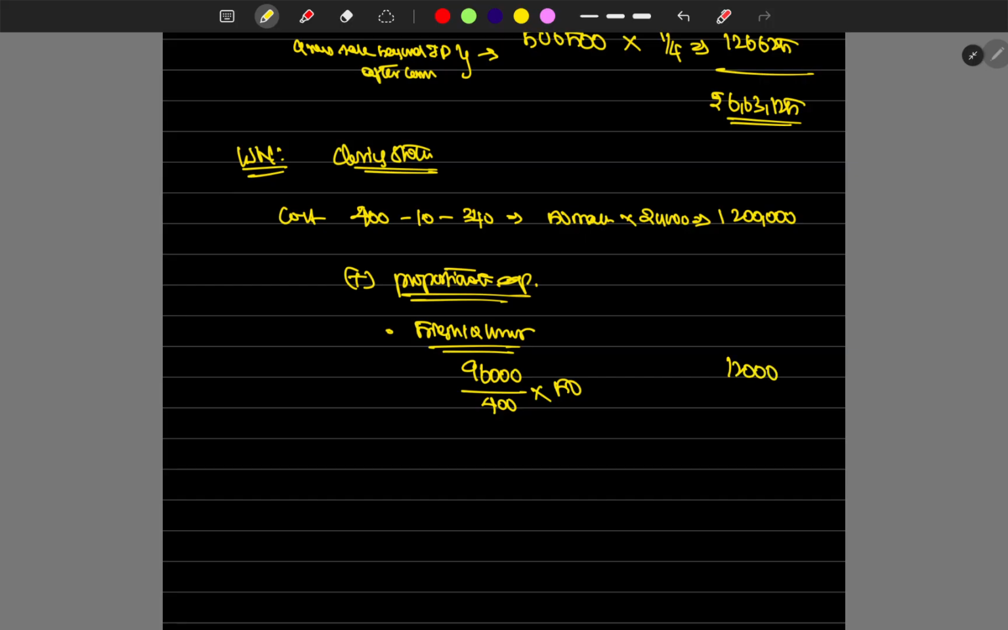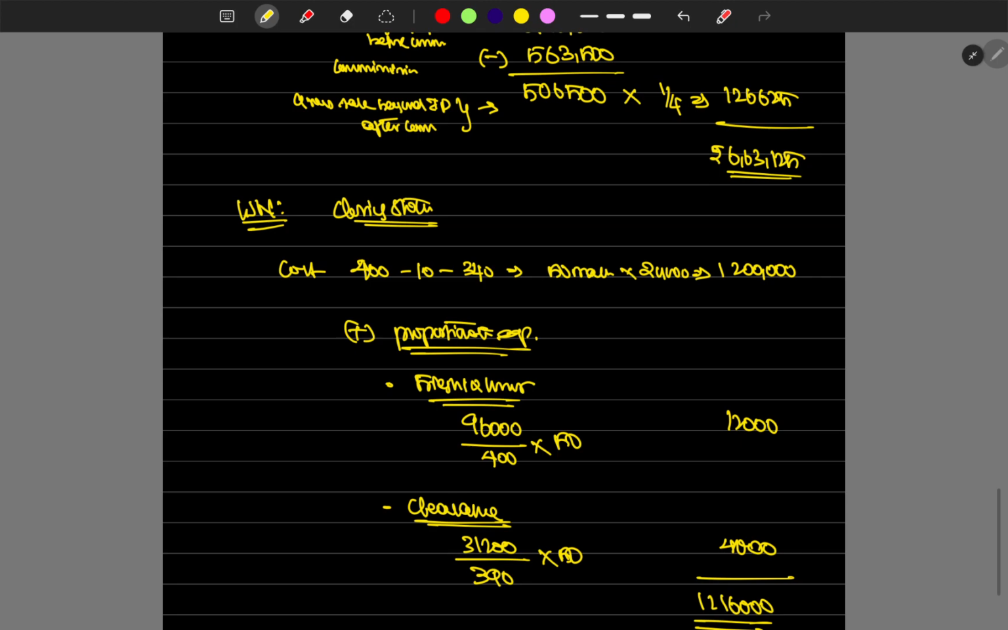12,000. Okay. Clearance Jatin paid, right? How much clearance paid? 31,200 paid for 390 machines because 10 machines were lost, right? So what for 15 machines into 50, which is 4,000. Total it 12 lakh plus 12,000 plus 4,000, which is 12 lakh 16,000 is the closing stock, right?